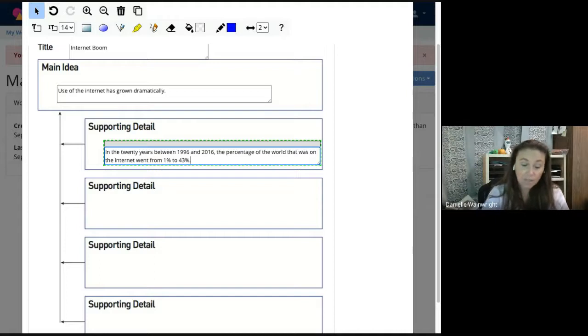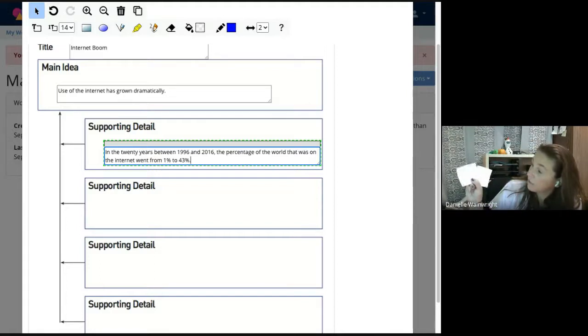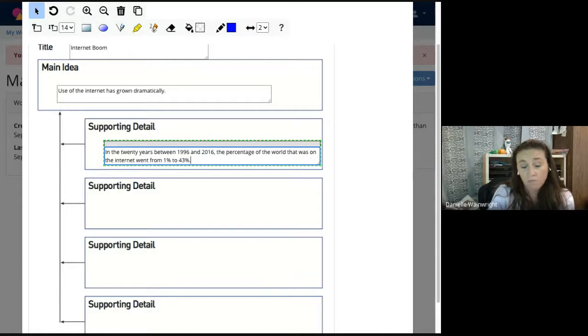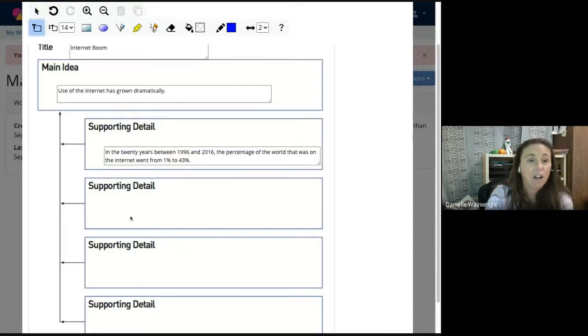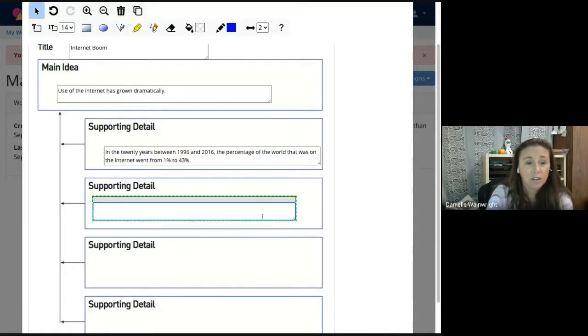Now I have 2 last pieces of information. In 1969, only 4 computers were on the internet, and by 1989, there were over 80,000 computers on the internet. So those are super related. Once again, you could put them in 2 separate sentences, or you could combine them into 1. I'm going to combine them because I just like to do it that way.